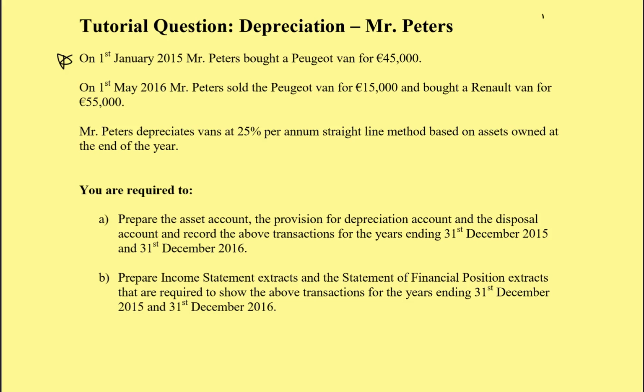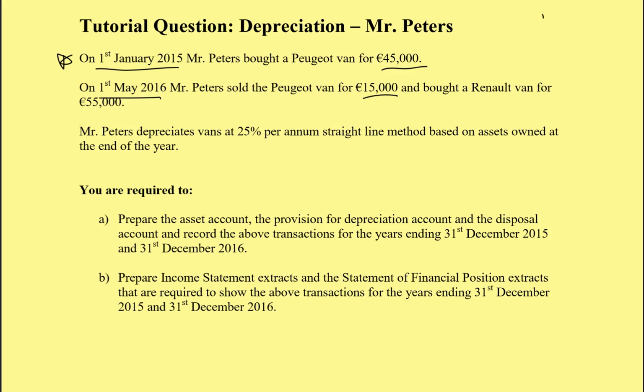So if we see at the top here, on the 1st of January 2015, Mr. Peters bought a Peugeot van for $45,000. On the 1st of May 2016, Mr. Peters sold the Peugeot van for $15,000 and bought a Renault van for $55,000.